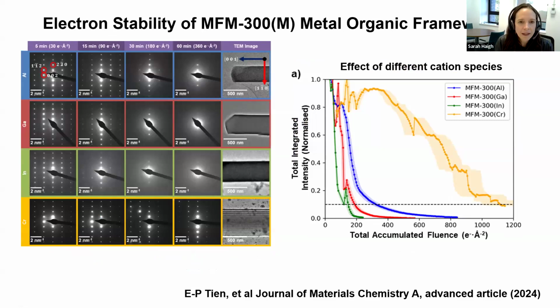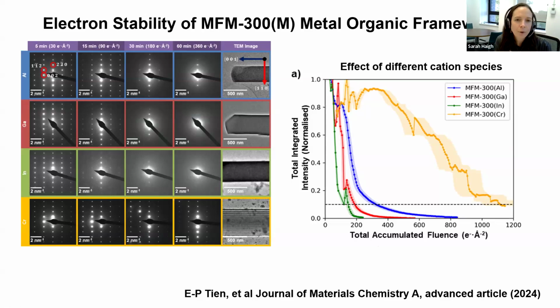And so what a student, Yupin Tian, who has recently graduated, has done was to take an isostructural series of these MFM-300 molecules, where the same metal organic framework contains different cation species but is otherwise identical. And what he found, quite surprisingly, was that if you change that cation, at the top here we've got aluminium, then gallium, indium, and chromium, there is an order of magnitude difference in the electron beam stability as you change your cation from indium through to chromium, which is the most stable metal organic framework.